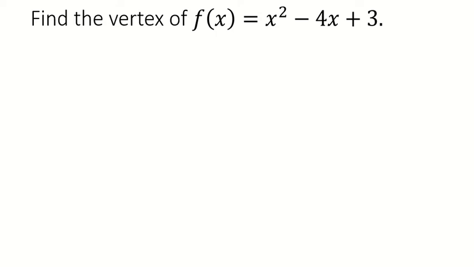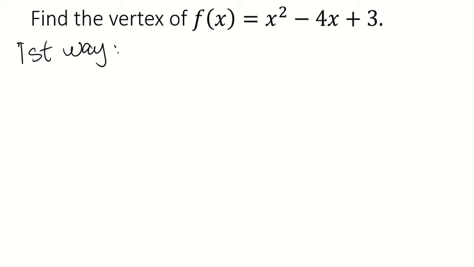In this video, we will talk about how to find the vertex for this function f of x equals x squared minus 4x plus 3. We will introduce two ways. The first way, so we'll find the vertex of the function.